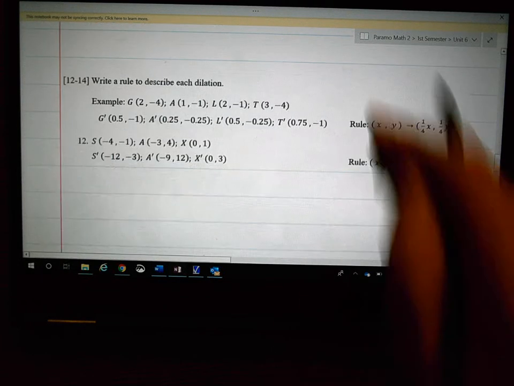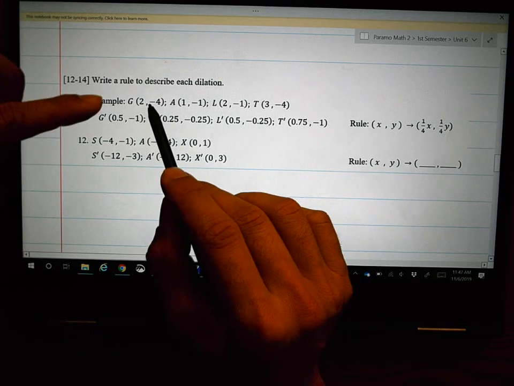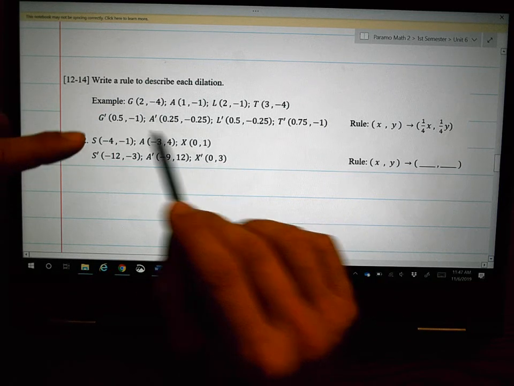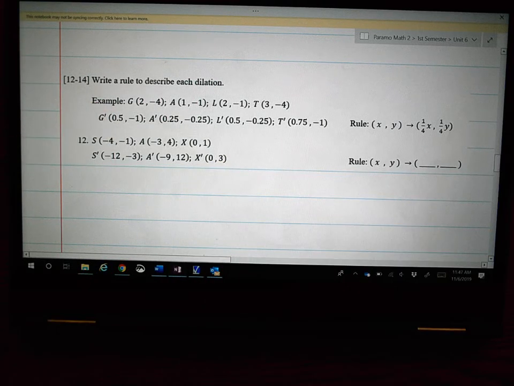The last example is number 12. The way that they show you how to do this is they say, hey, look, this is what the rule is for these coordinates. And they give you a bunch of coordinates.